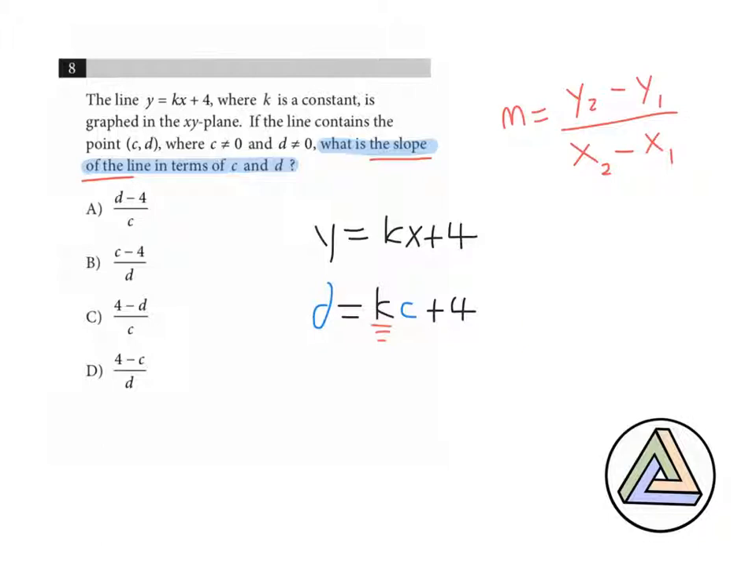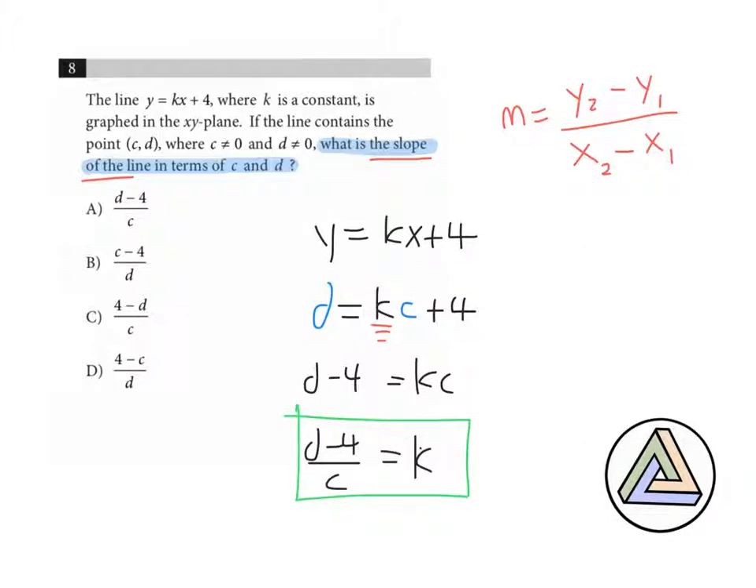So in order to do that, I would certainly subtract this 4 from both sides, and we will have K times C equals D minus 4. And once again, solving for K right now, I would have to divide both sides by C, and that would give me D minus 4 all over C, which is the answer, and that is found right there. Hopefully that makes sense.